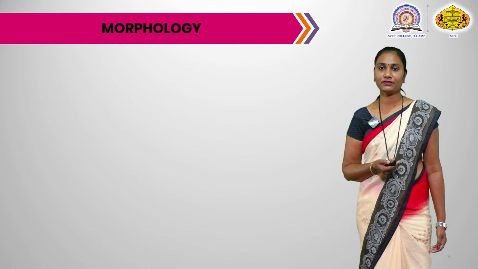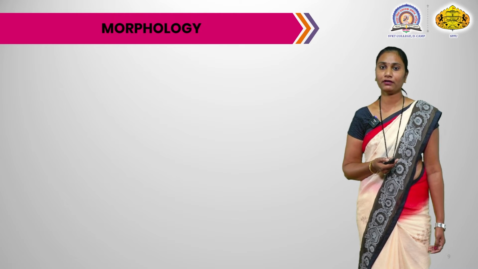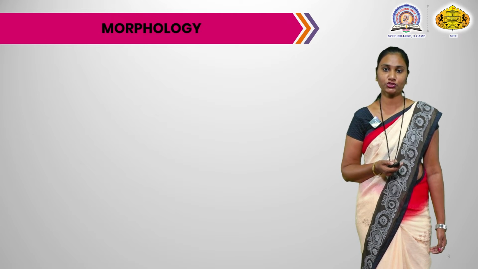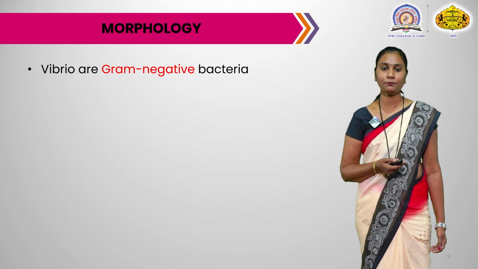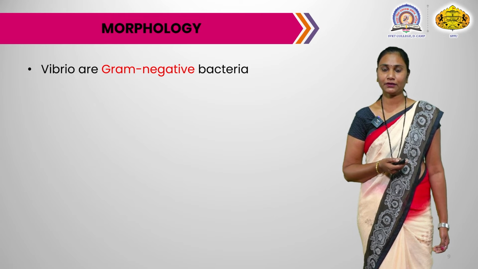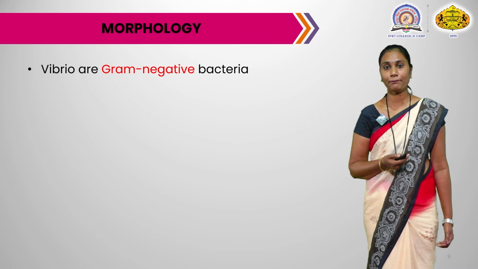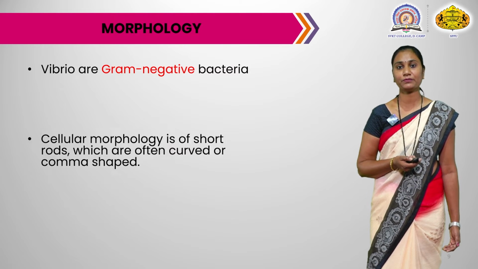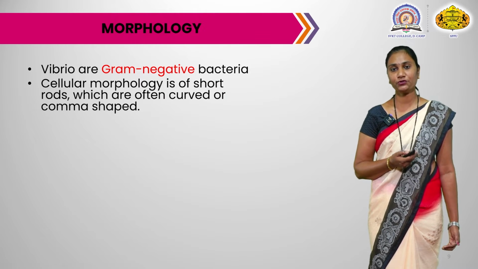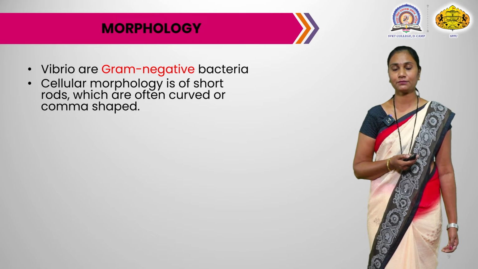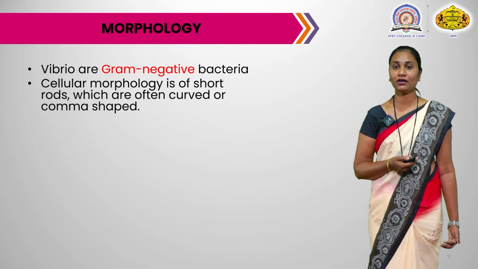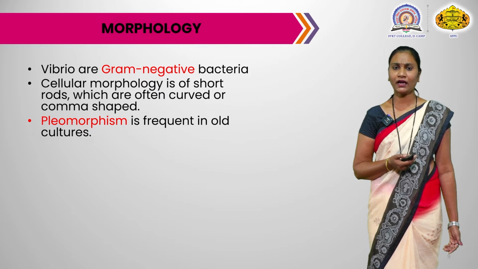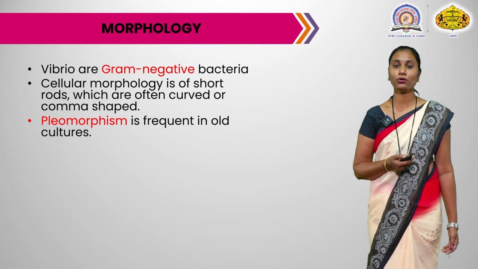Now let's begin with this particular pathogen, Vibrio cholerae. First we'll discuss the morphological characteristics of Vibrio cholerae. Vibrio is a gram-negative bacillus, a gram-negative bacterium. This organism is basically curved in shape. If you see the morphology, it is a slightly curved rod, and it has a tendency to undergo pleomorphism.